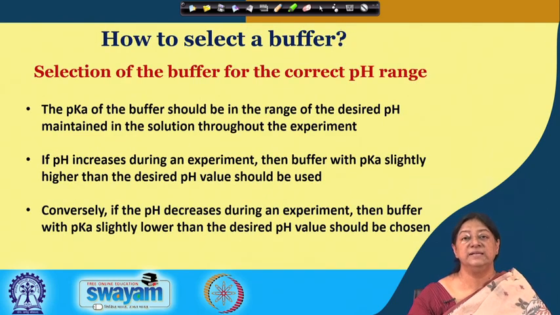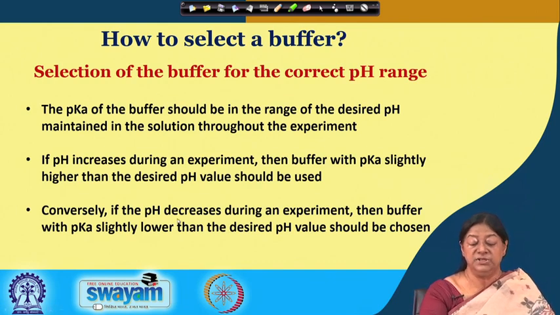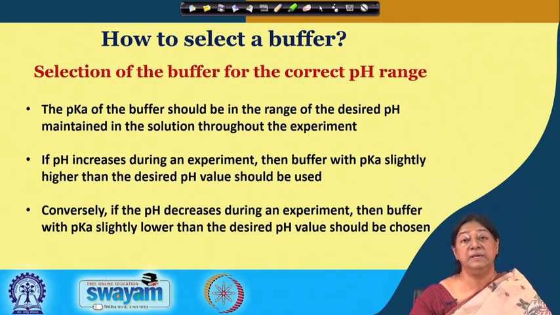Now, how would we go about selecting a specific buffer? First of all, a knowledge of the correct pH range at which we would want to do the experiment is required. So, the pKa of the buffer should be in the range of the desired pH maintained in the solution throughout the experiment. For example, if the experiment releases H+ ions, this means that during the experiment the pH is going to decrease. So, if the pH decreases during an experiment, then a buffer with a pKa slightly lower than the desired pH value should be chosen. If the pH increases during an experiment, then a buffer with a pKa slightly higher than the desired pH value should be used.